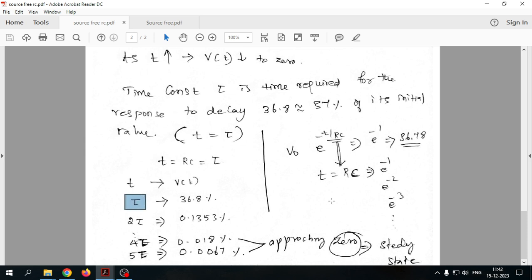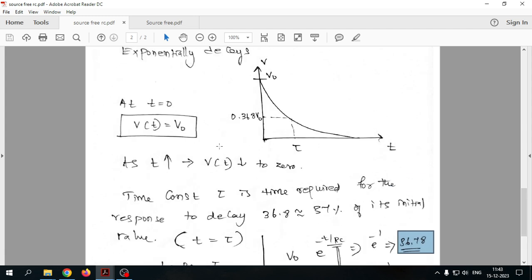t is equal to tau, where tau is assumed as RC. Why? Because if you want to know the e power minus 1 value, then t must be equal to RC, so that both t and RC are equal, they get cancelled, and you will get e power minus 1. For that case, we assume that RC is equal to tau. If RC is equal to tau and t is equal to tau, which means t is equal to RC, we will get e power minus 1, and e power minus 1 is 36.78 percent of its original value.